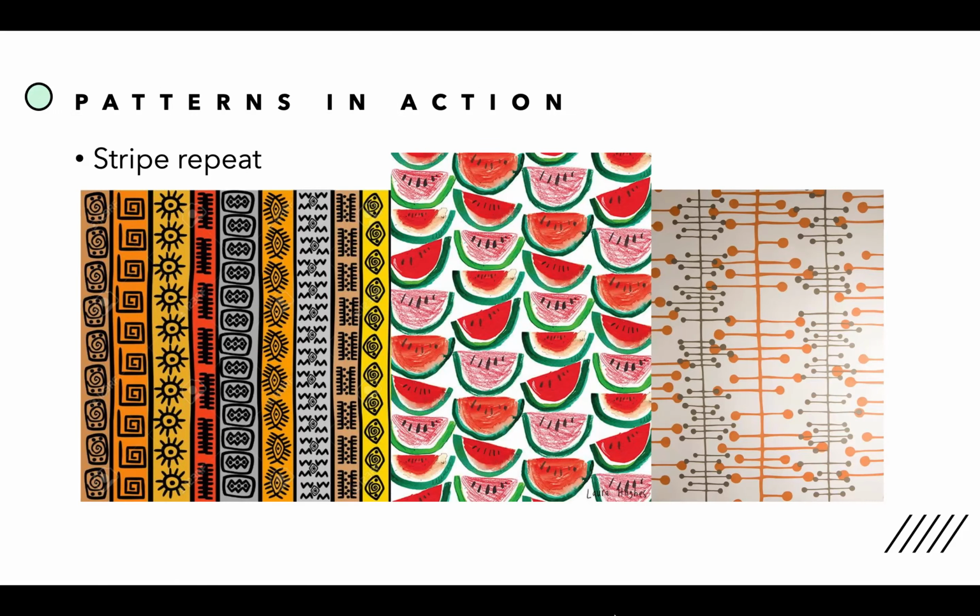And you can see here some stripe repeats used really effectively. Even something like the watermelons, they repeat, but it's not as easy to see that they repeat because they change colour as they go, and it takes 4 or 5 to get back to the original one.